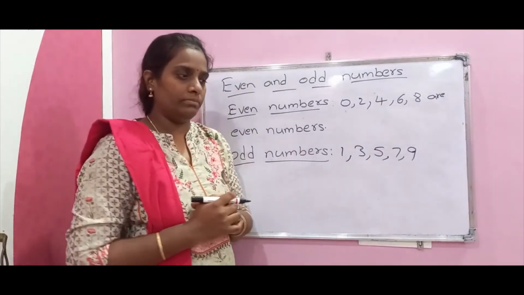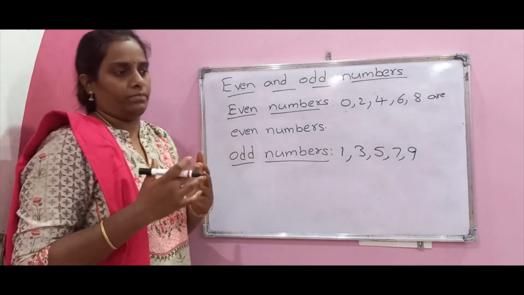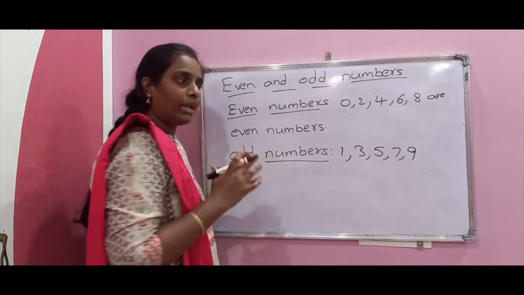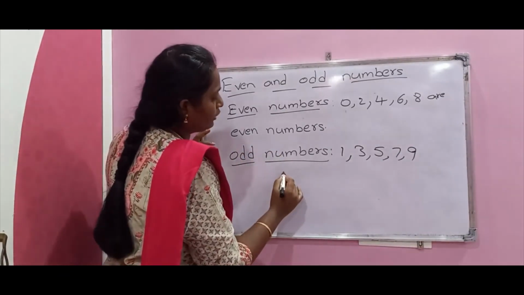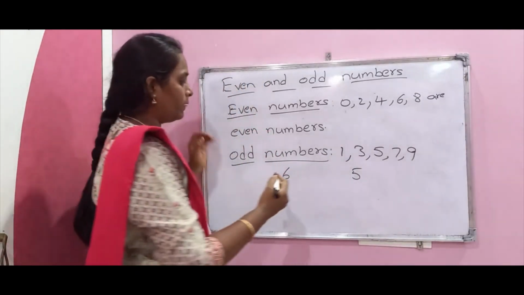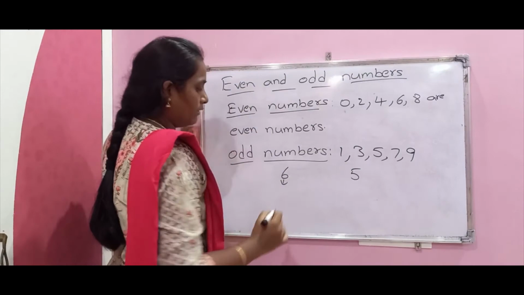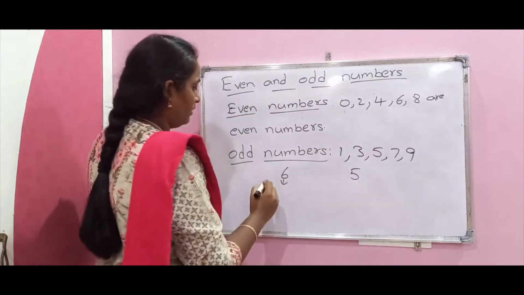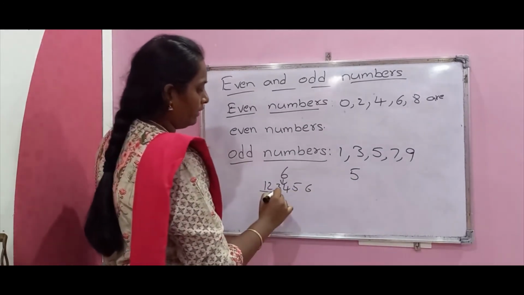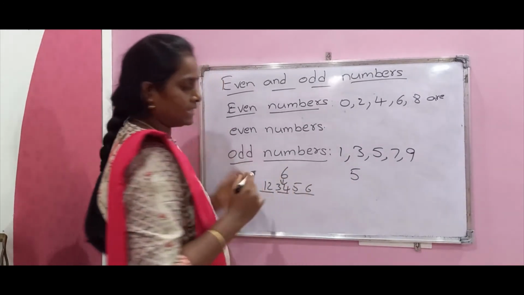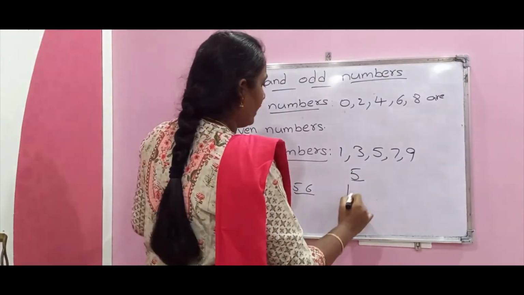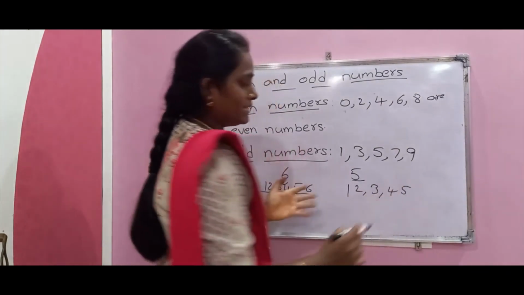I will tell one example. If we want to play some game, for that game we need two groups. In one group, 6 members are there. In the other group, 5 members are there. In this group, they need pairs. 6 members are there. 1 and 2 are paired, 3 and 4 are paired, 5 and 6 are paired. In this group, they also need pairs. Here 1, 2, 3, 4, 5 members are there.